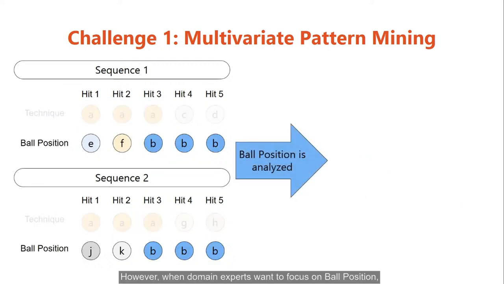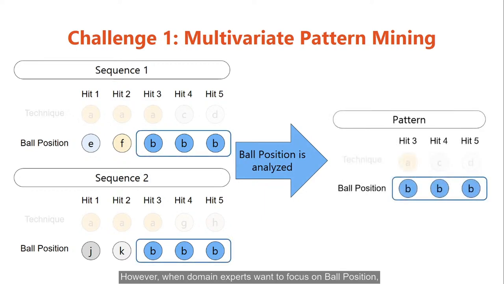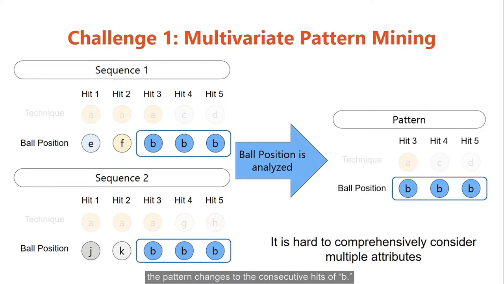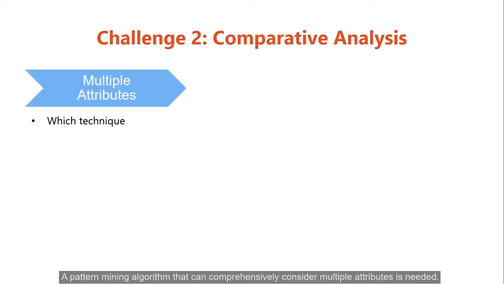However, when domain experts want to focus on ball position, the pattern changes to the consecutive hits of B. In actual, the real-world dataset can be more complicated. A pattern mining algorithm that can comprehensively consider multiple attributes is needed.